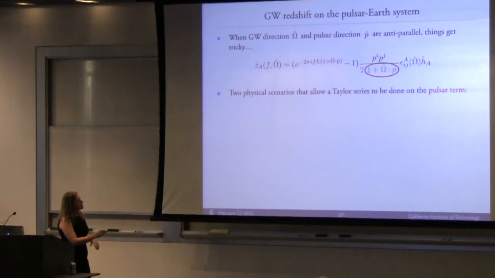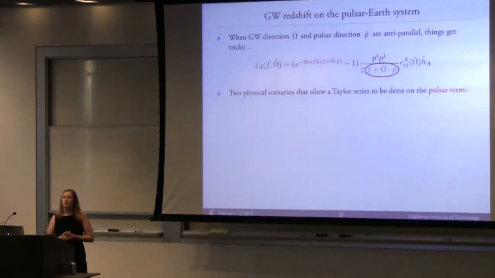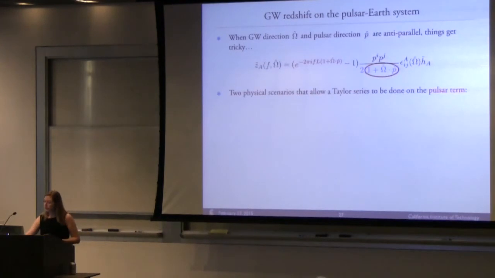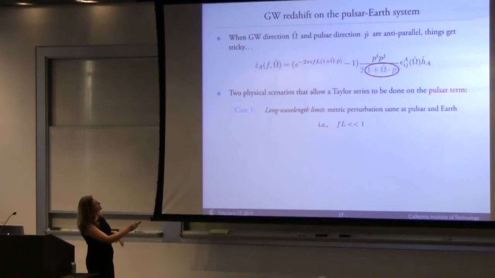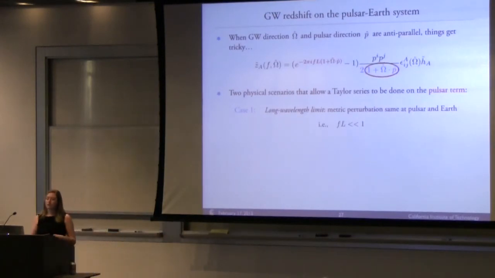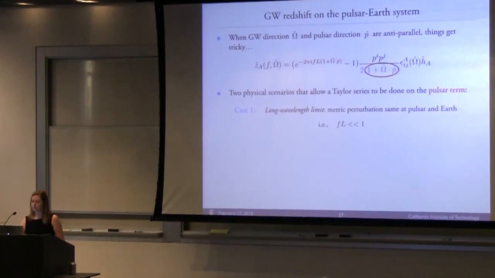Since it looks like this term is blowing up, that suggests we might want to do a Taylor series expansion on this term. There are two possible physical scenarios that would allow us to do a Taylor expansion. The first is the long wavelength limit. Mathematically, that's the case where this term f times l is small. If you want to do a series expansion, you want this to be small. And if f times l is small, what that means physically is that the metric perturbation is the same at the pulsar and at the Earth. It's literally like the wavelength is so long that the metric perturbation is just the same at both of them.